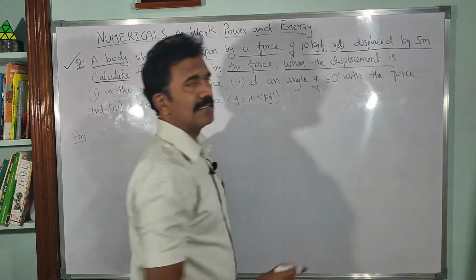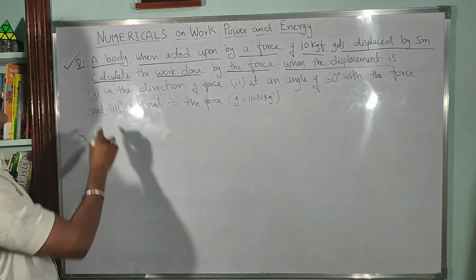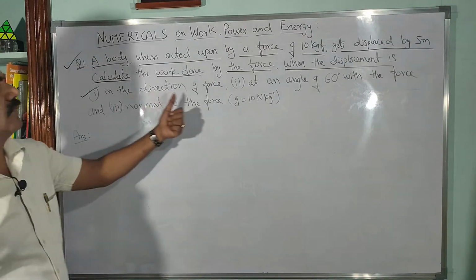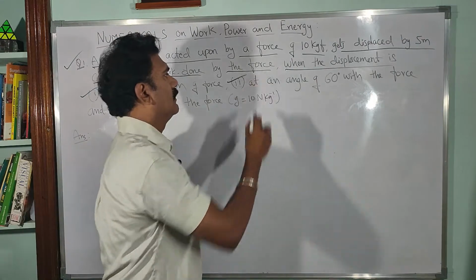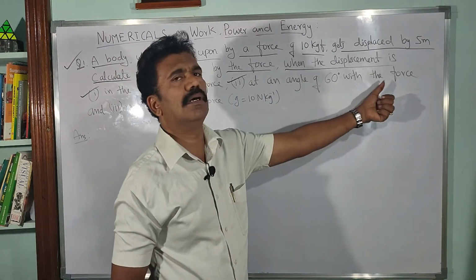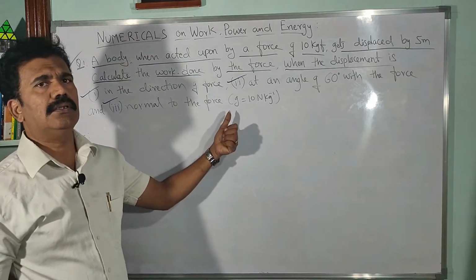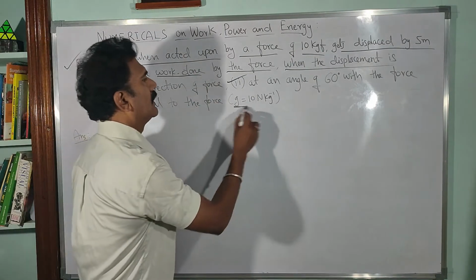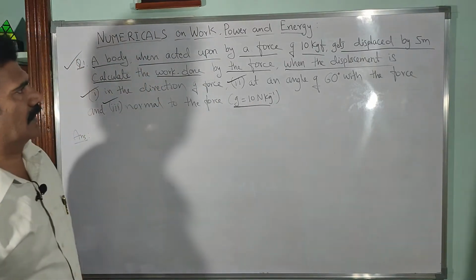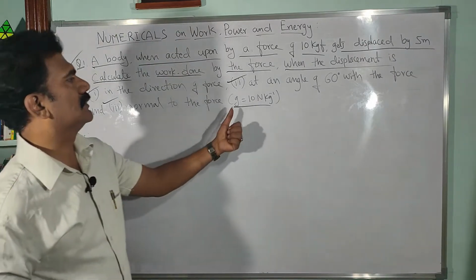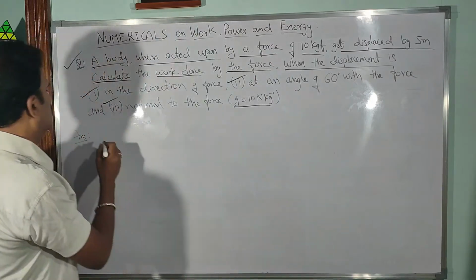Three different cases are given here to calculate the work done. In the first case, the displacement is in the direction of the force. Then the displacement is at an angle of 60 degree with the applied force. Then in the third case, normal to the force. In all the cases, the given data is g is equal to approximately 10 Newton per kg. Once g is given in this unit, you have to consider the force in the same unit, right?